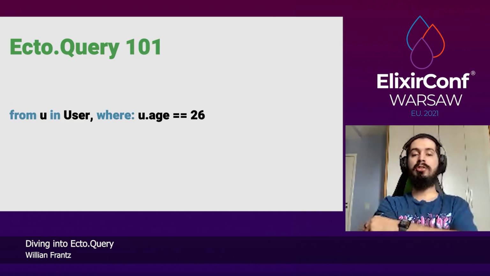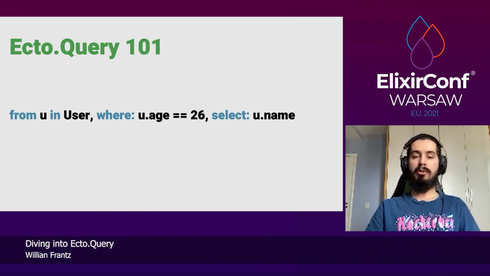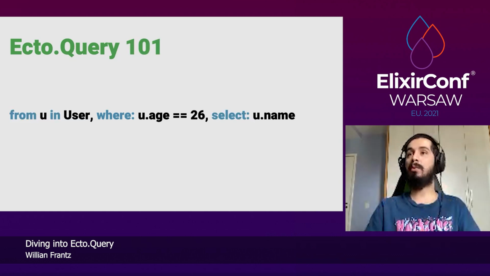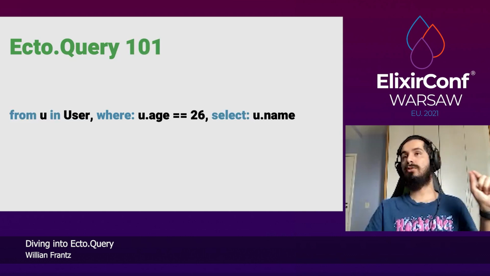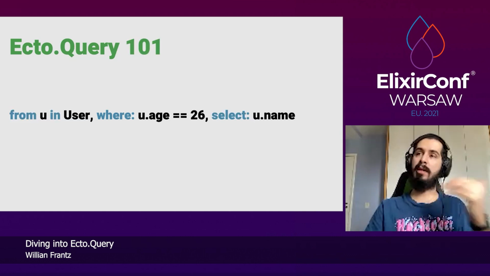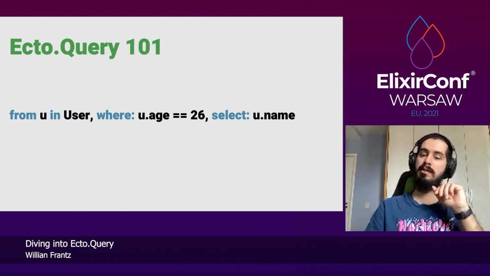And now let's say that we don't want to select all the fields from this table. We just want to select the name. So we can add a new statement called select, and we can apply only the fields that we want to select from this query. So in this query, we're going to select the name from all the users, filtering them by their age. So we want to select the age 26.